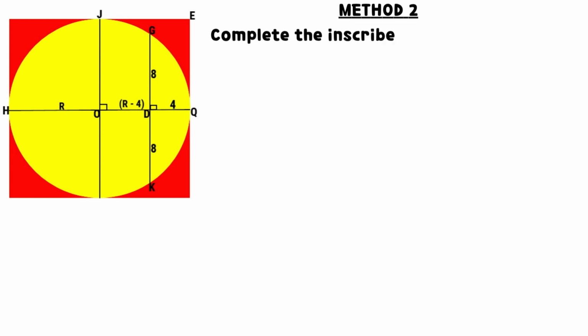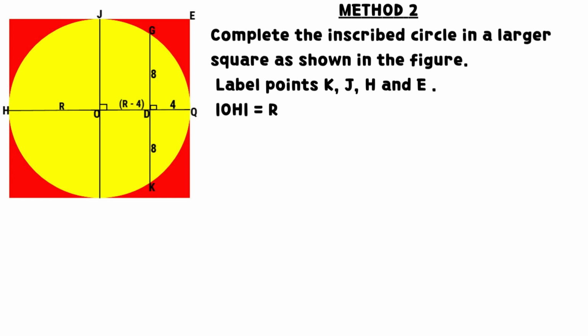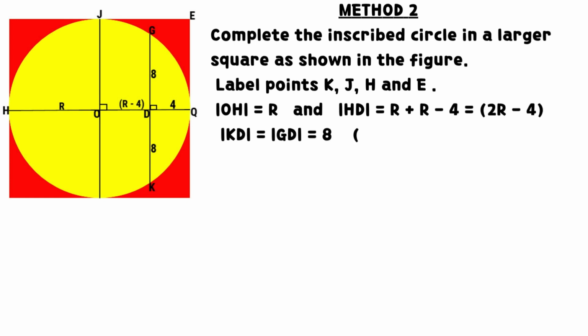Method 2. Complete the inscribed circle in a larger square as shown in the figure. Label points K, J, H and E. Line O, H equals R and H, D equals R plus R minus 4, which equals 2 times R minus 4. K, D equals G, D, which equals 8, because they are congruent lines.